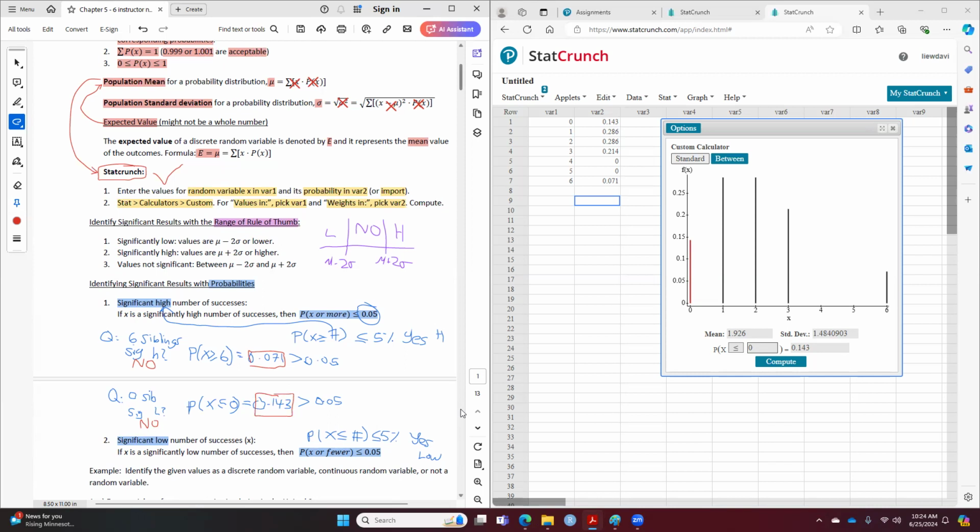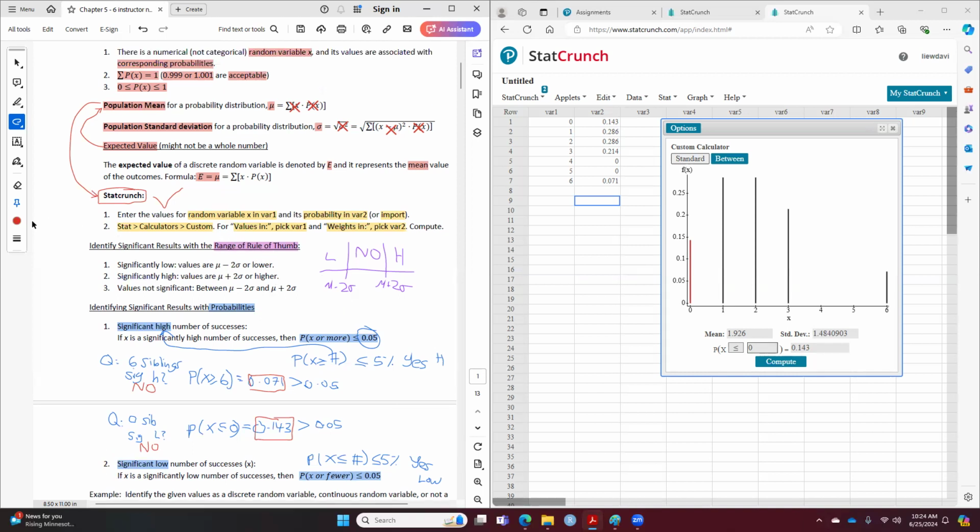So this is the way that you can use probabilities to figure out significantly high and significantly low. Or you can use the range rule of thumb, where you take the mean, which is given to us as 1.926.